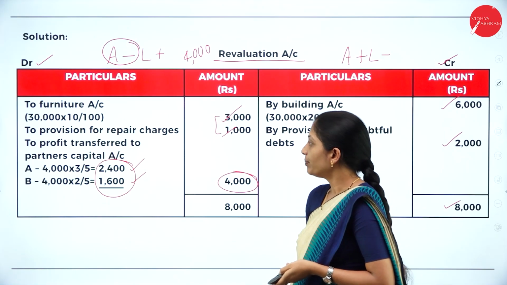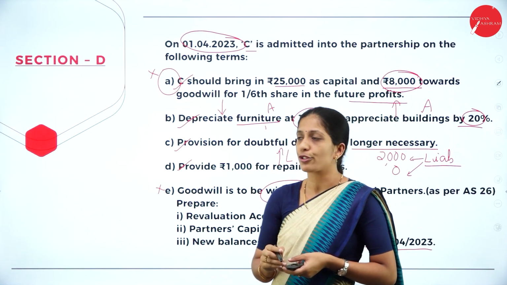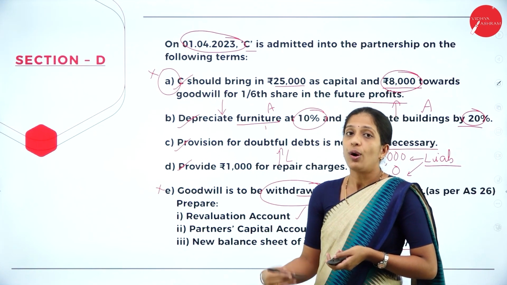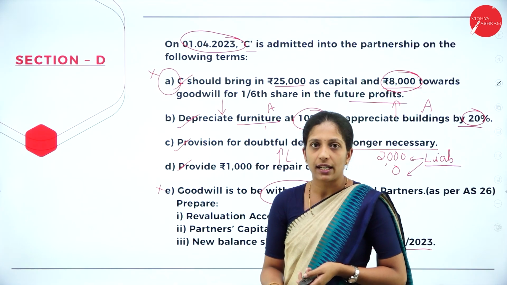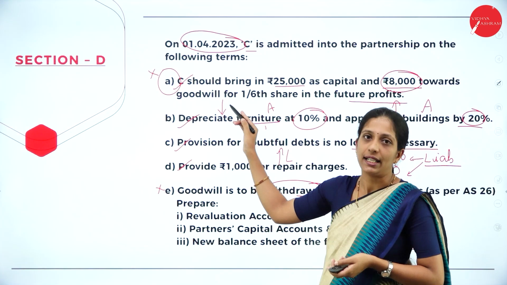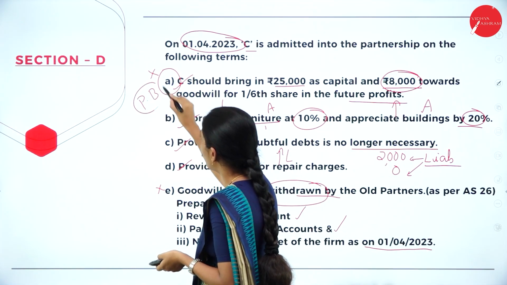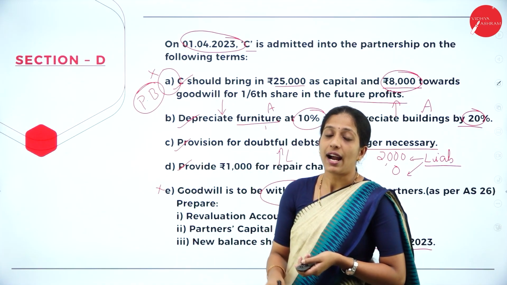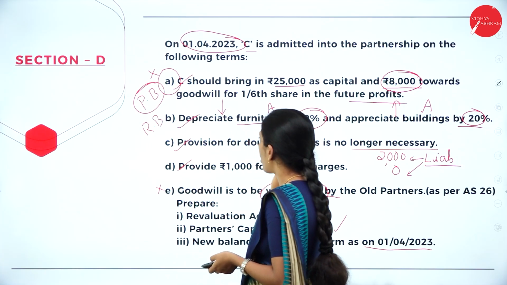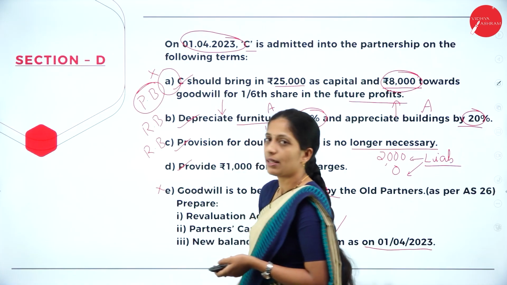Next, if you see the adjustment, we have to record all the adjustment twice in your solution. So if you see this one, capital and goodwill which is bought by the new partner, already we have taken under partner's capital account, that is by cash account. Other time we have added in the cash in hand, that is in the balance sheet. So once we have taken under partner's capital account, once in balance sheet. Depreciate furniture and appreciation we have taken under revaluation account and once in balance sheet. Provision for doubtful debt also once we have taken under revaluation account and in balance sheet.